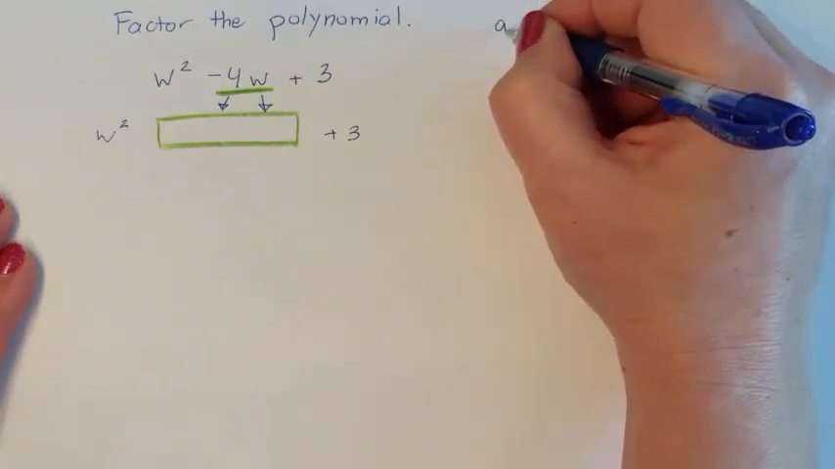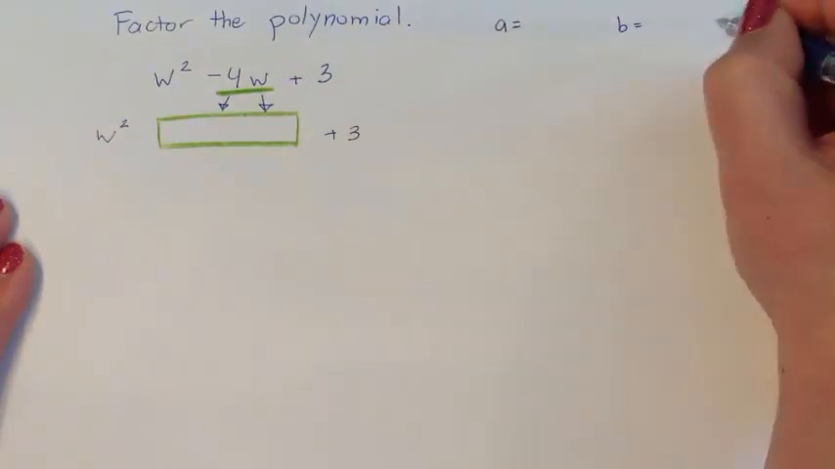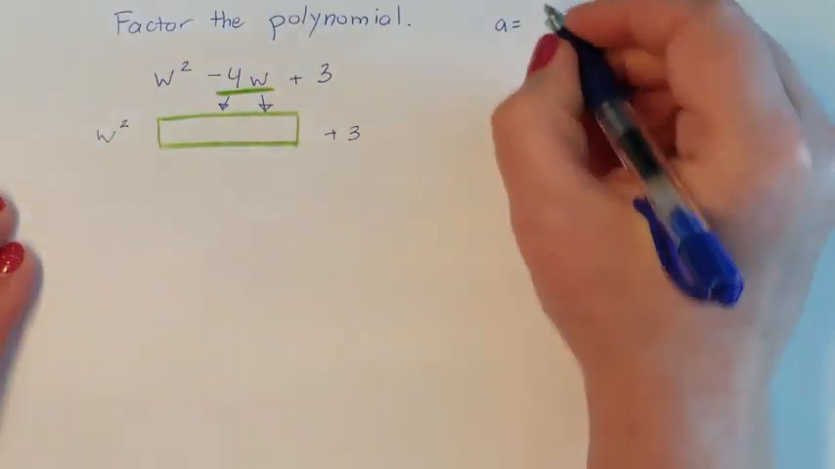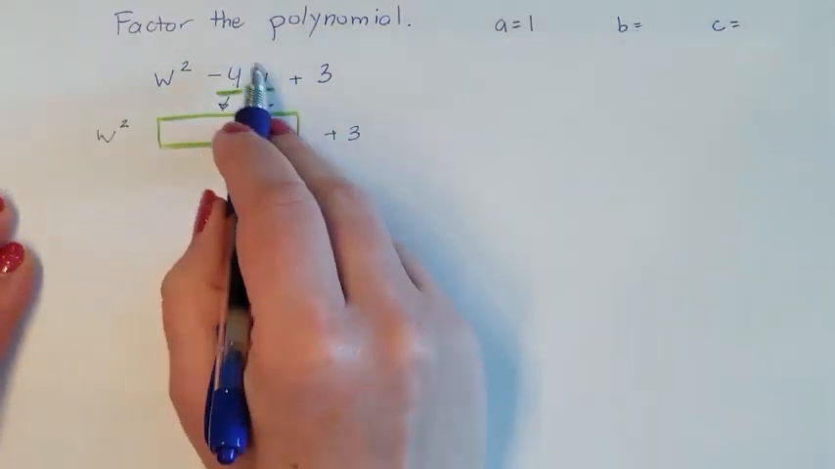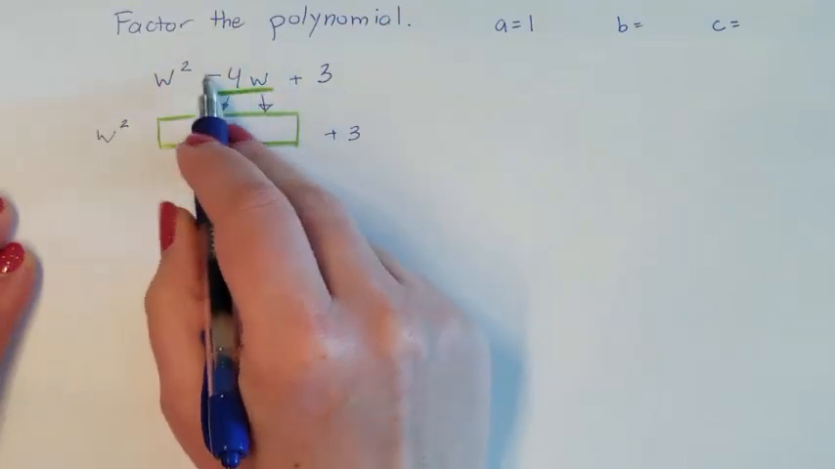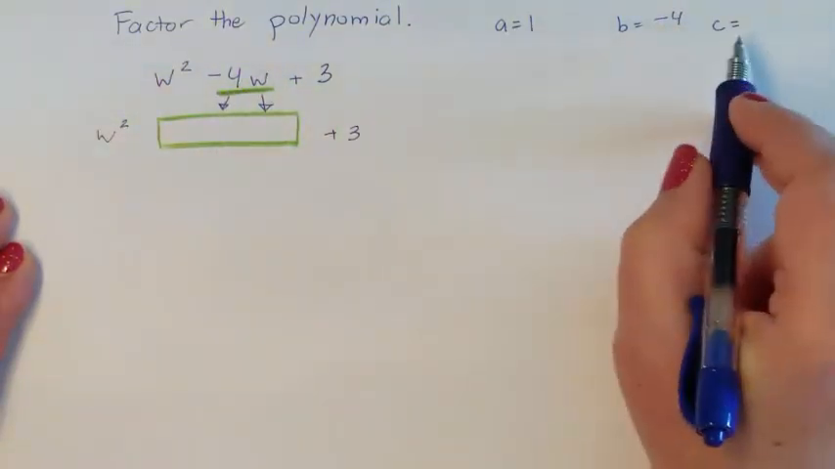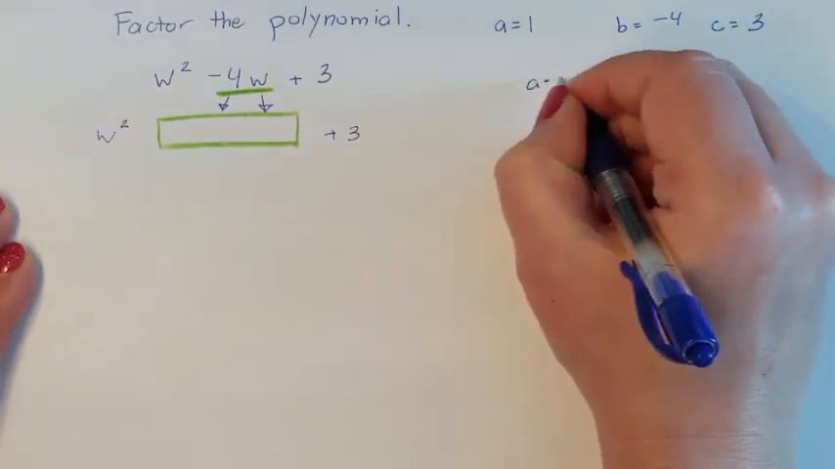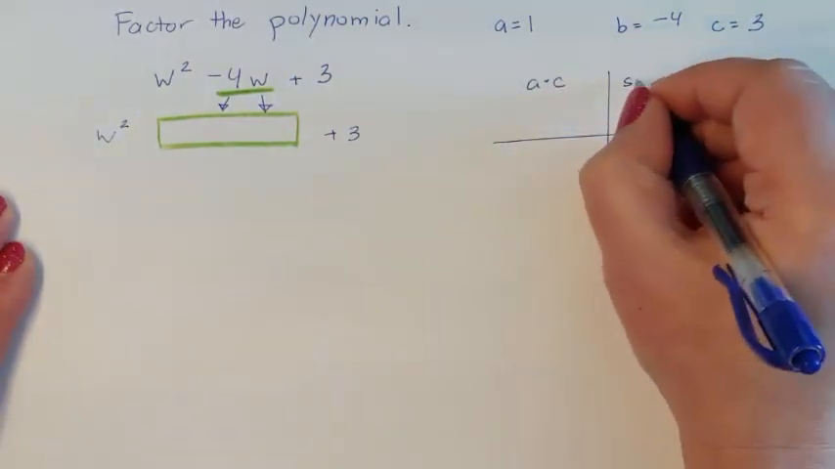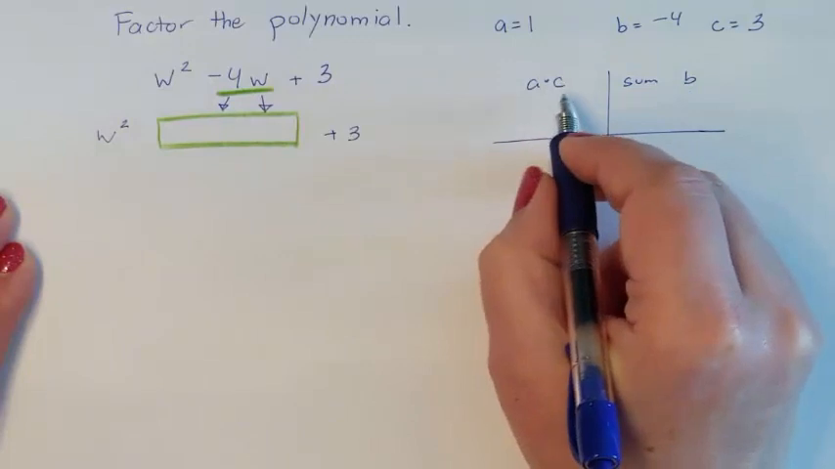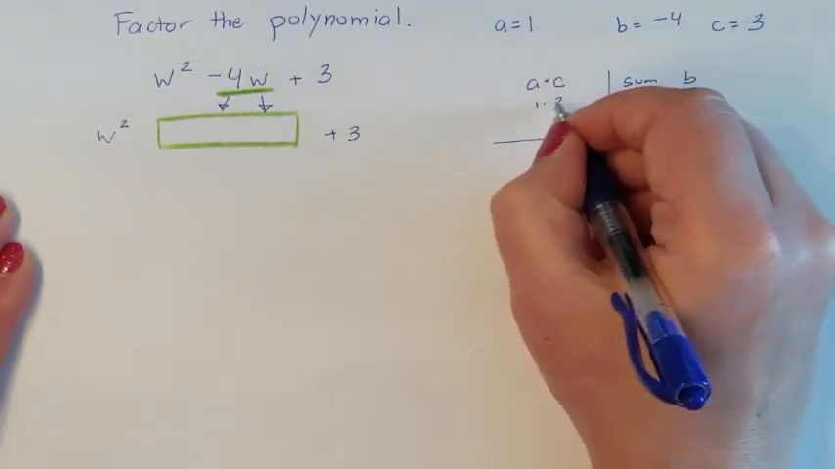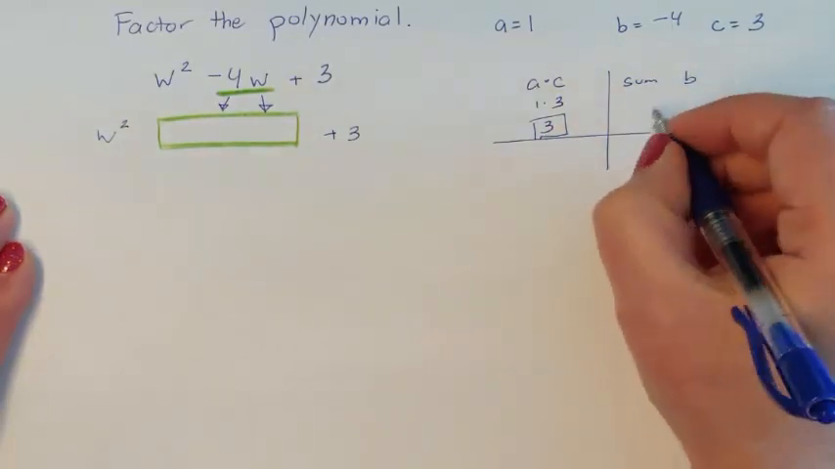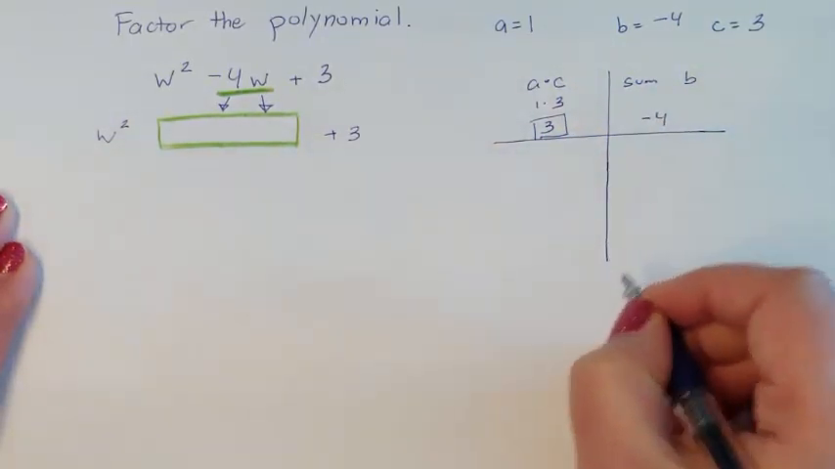So to do that, we have to identify our ABCs. A is always the number in front of the squared part, so this is a 1. B is always the number in front of the exponent of a 1 part, so this is a negative 4. And C is always the constant, so it's a 3. So A times C, somebody better add up to B. A times C, that's 1 times 3. So I need two numbers that multiply to give me 3, but when I add them, I get a negative 4. Always start with 1.